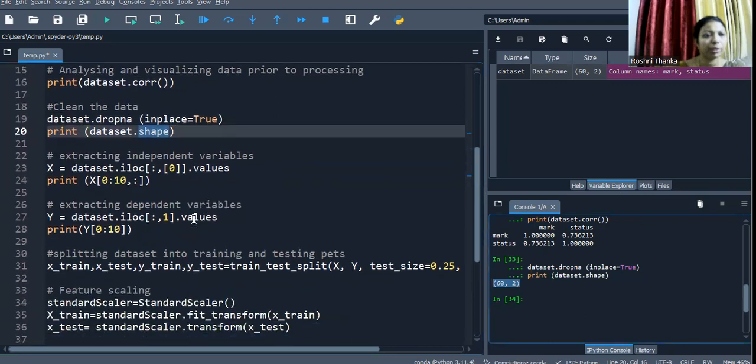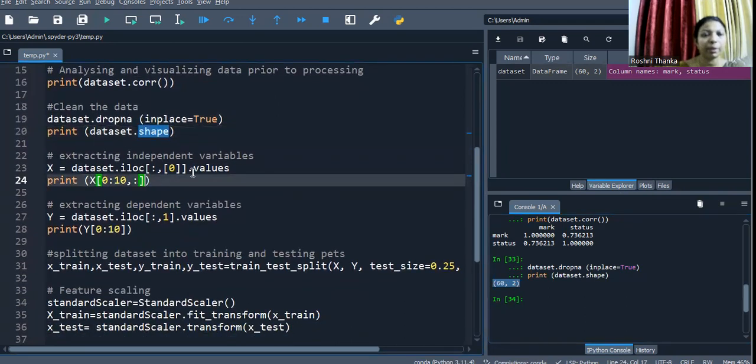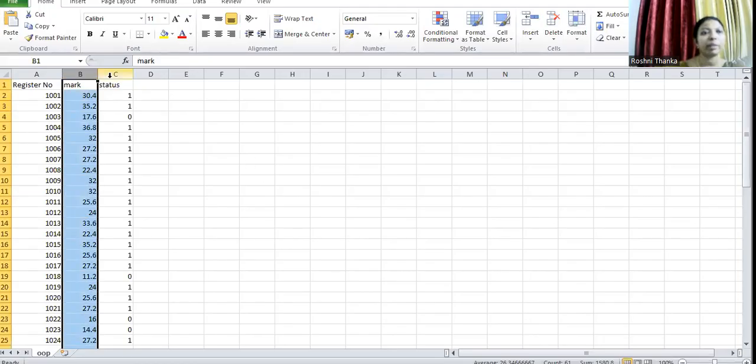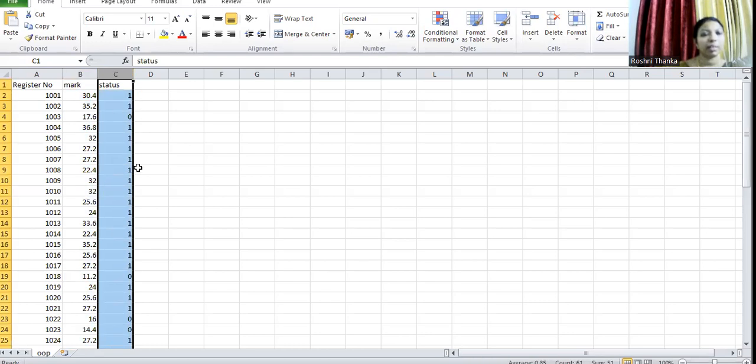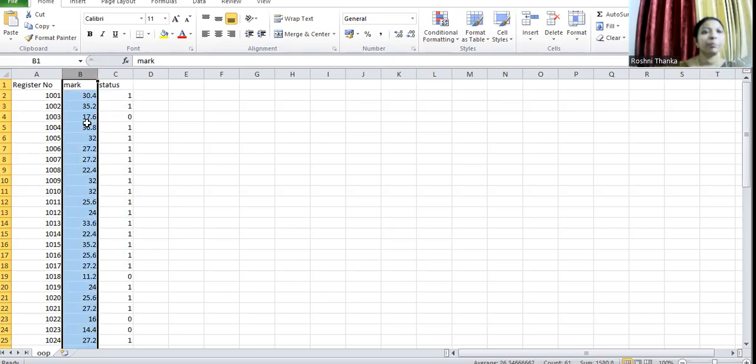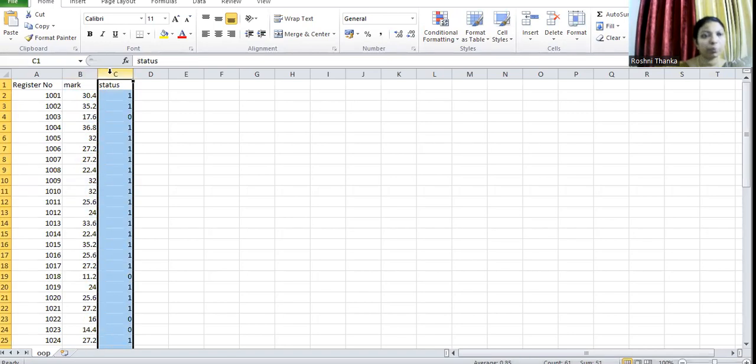Next, I'm going to take the independent value and the dependent value. What is the independent and dependent value? The input data is always called the independent variable. The output data is always called the dependent variable, because this output variable is always depending on the input, right? Depending on the input only we get the output. Here, depending upon the mark only, we can say whether the student passed the exam or not. So this mark is the independent variable, and this output variable, status, is the dependent variable.